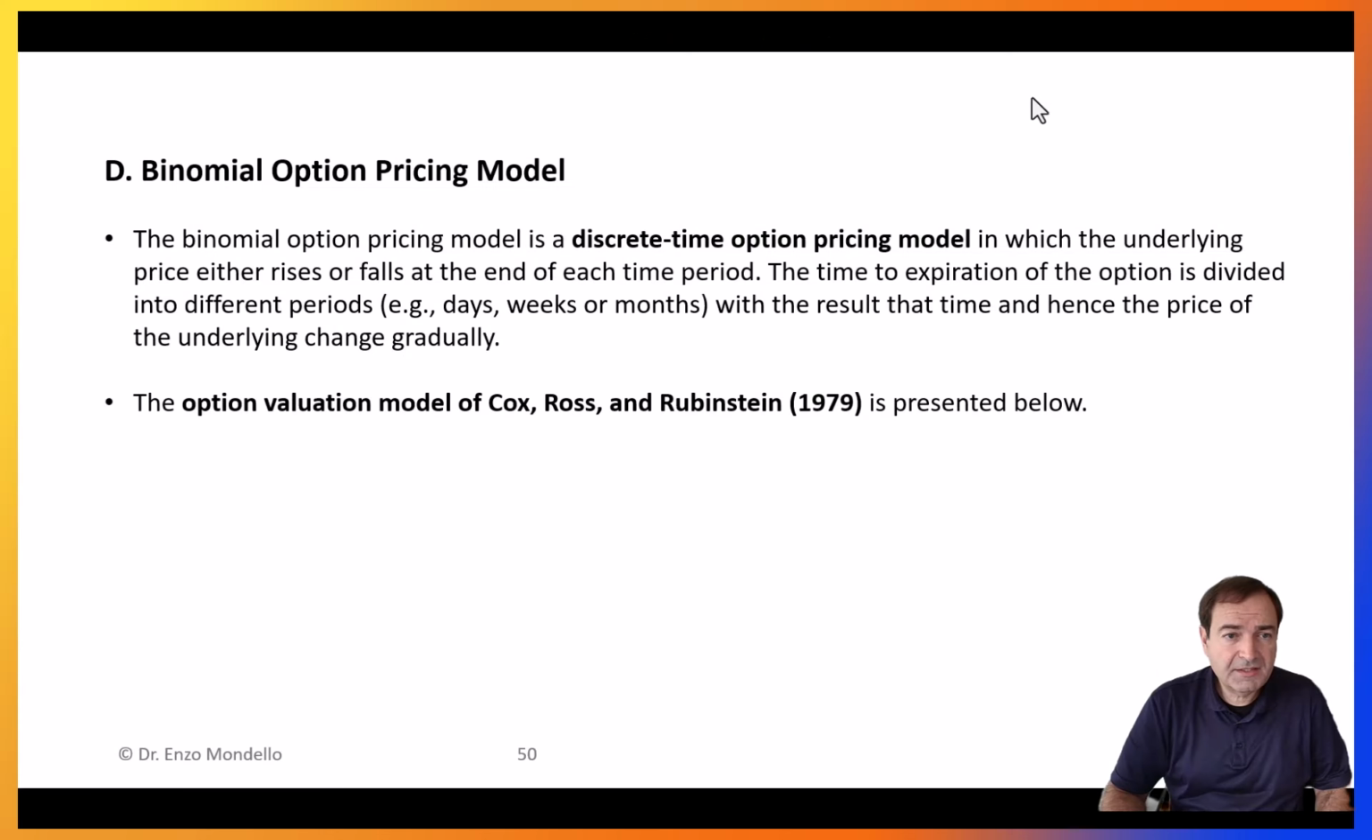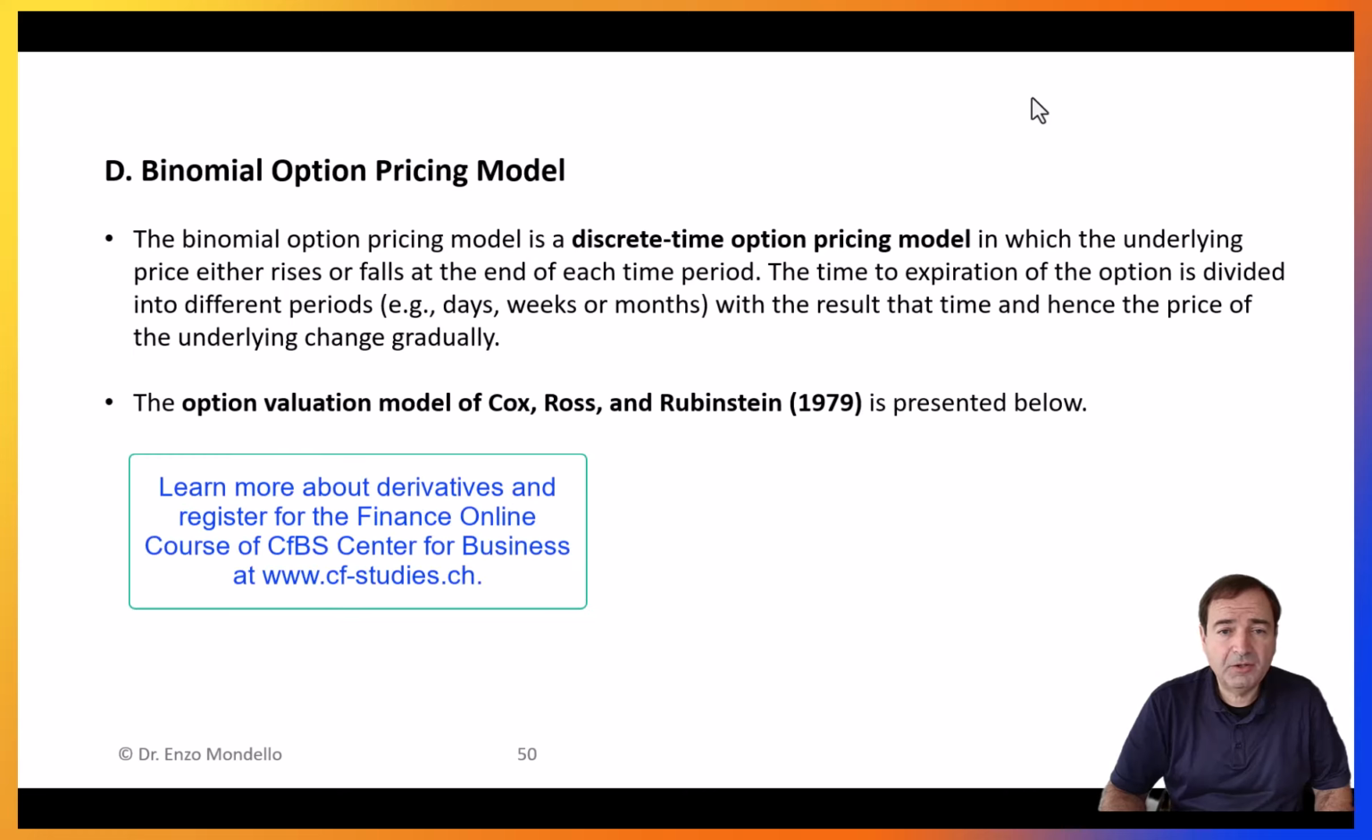In this class, we discussed the binomial option pricing model. The binomial option pricing model is a discrete time option pricing model in which the underlying price, that's for an equity option, the share price, either rises or falls at the end of each time period.